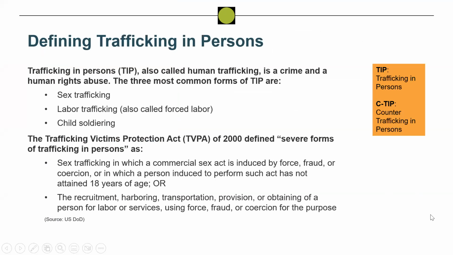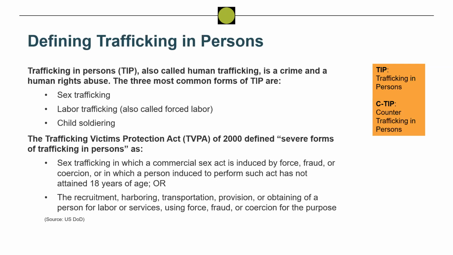So before we get started, we would like to make sure we're all on the same page with some key terms that we're going to be using in this presentation. So first of all, how we define trafficking in persons. You'll see the acronym TIP used, and that stands for trafficking in persons. You'll also see CTIP used, which is counter-trafficking in persons. Trafficking in persons is also called human trafficking, and it is a crime and a human rights abuse.